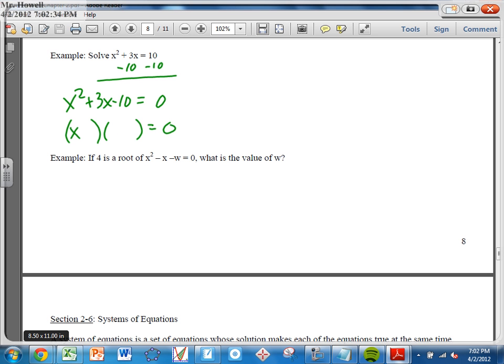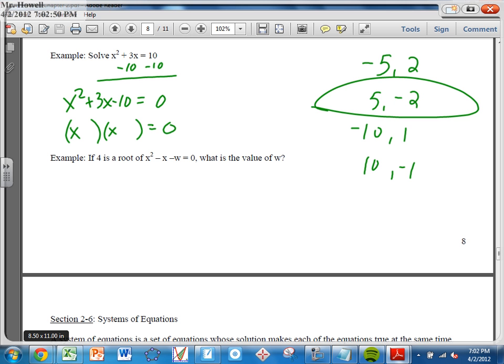Here, what number is multiplied to negative 10? Well, multiplied to negative 10 is negative 5 and 2, or 5 and negative 2, negative 10 and 1, or 10 and negative 1. You choose. Which of those adds up to 3? The only one that adds up to 3 is this row here. So this becomes x plus 5, x minus 2.